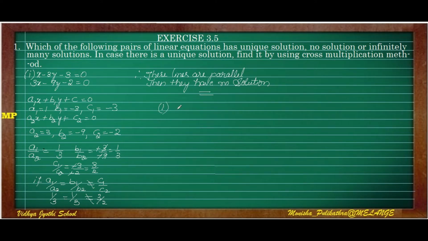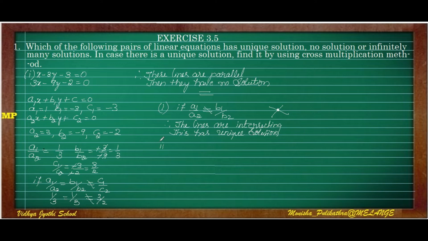The first condition is if a1 by a2 is not equal to b1 by b2. If in the starting itself, while dividing, a1 by a2 is not equal to b1 by b2, then the lines are intersecting. Intersecting means the two given lines will intersect at a point. So this has a unique solution because only one solution will be there. So this is the first case.